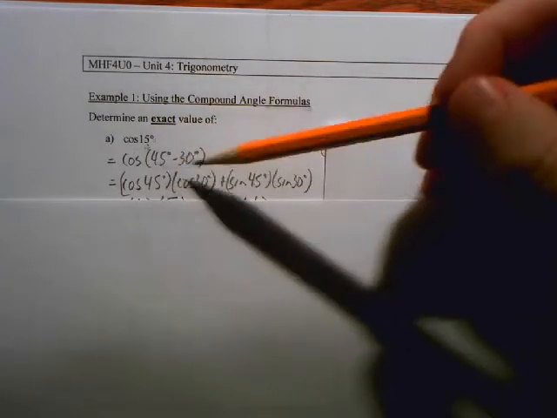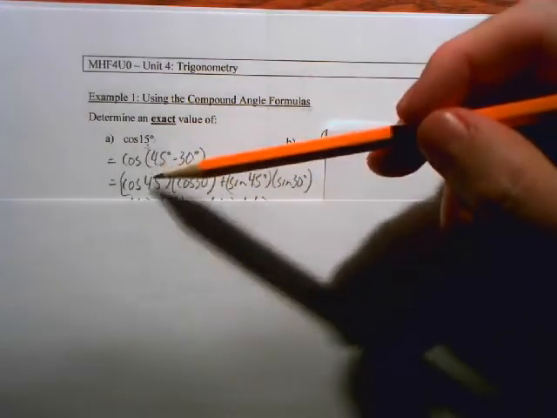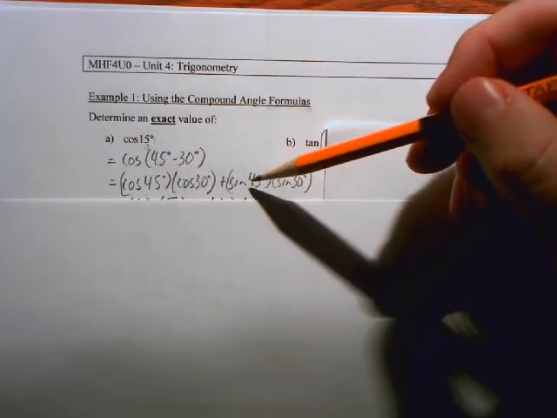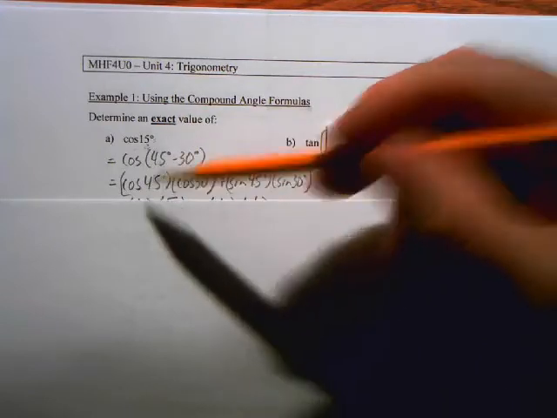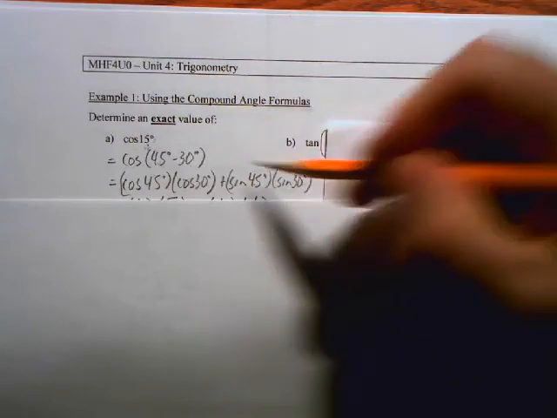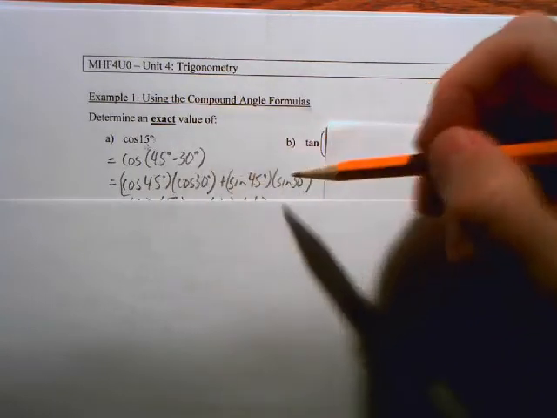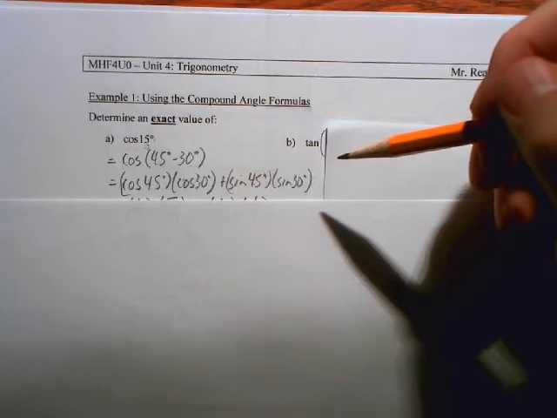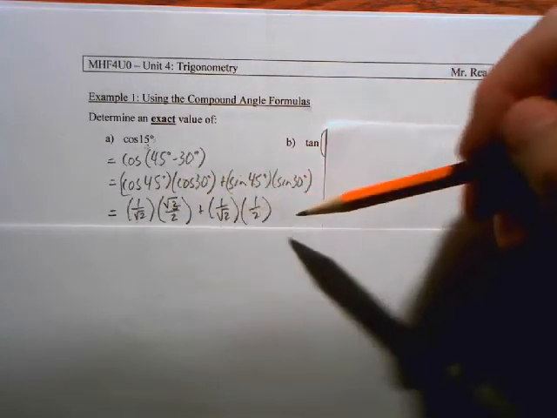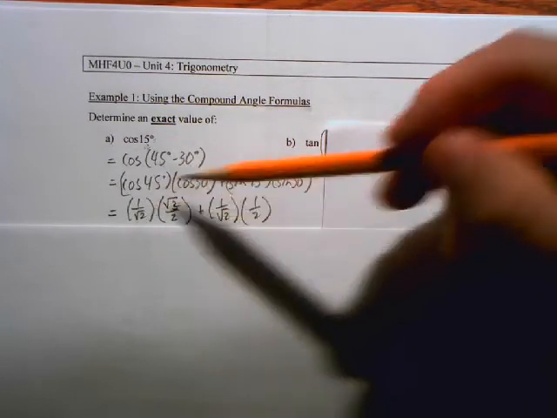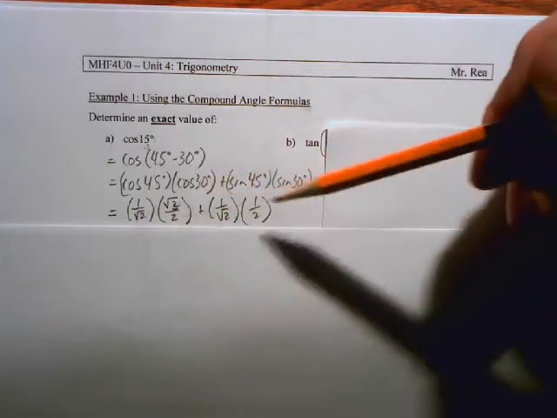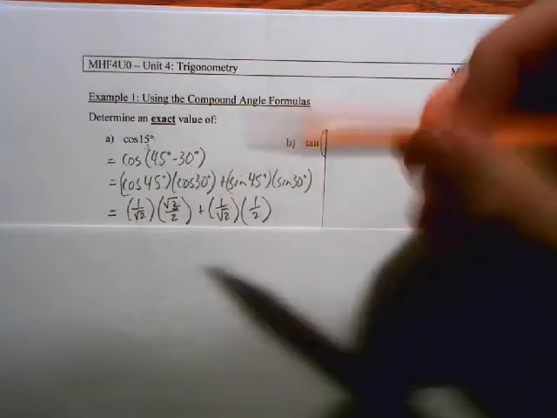So you can see it's cos x cos y plus sine x sine y. And I put those in, and all 4 of these values are values that we know from the unit circle. So I replace those in the brackets here. So cos 45, 1 over root 2, same thing with sine 45. Cos 30 is root 3 over 2, and sine 30 is 1 over 2.